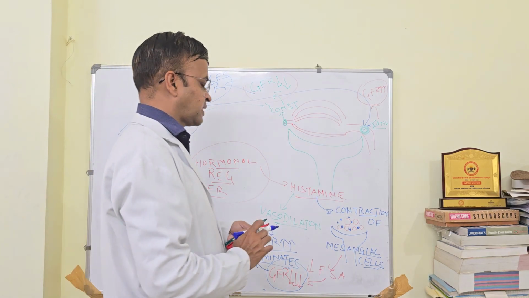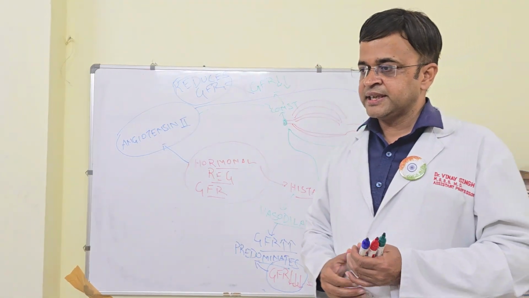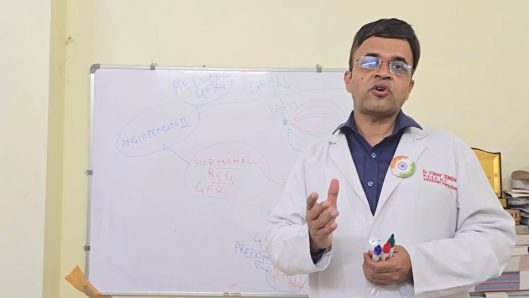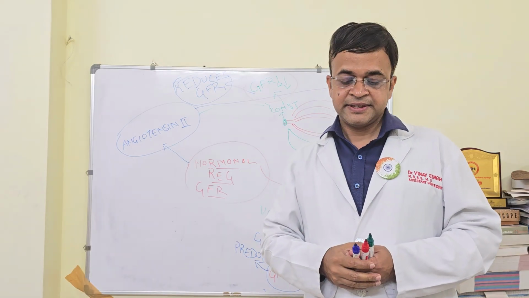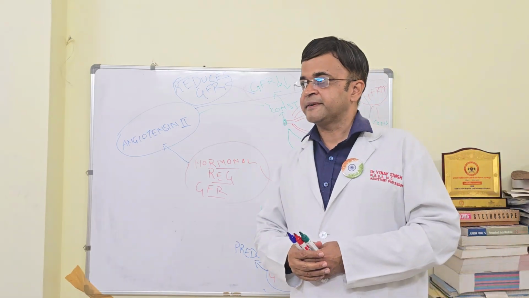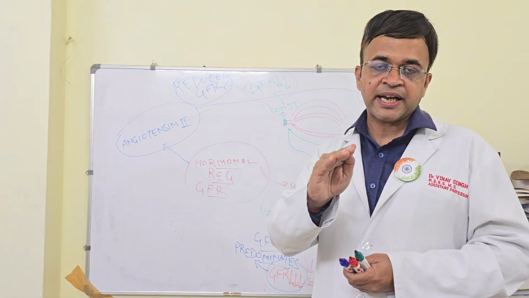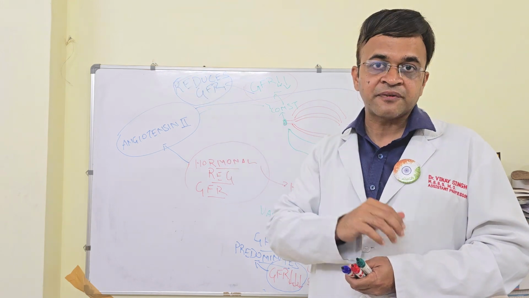Okay. Now, what else, right? We discussed angiotensin 2, we discussed histamine. Then there is also one very important hormone called dopamine, right? Now, dopamine actually causes vasodilation when it acts on afferent arteriole. So this will increase GFR.